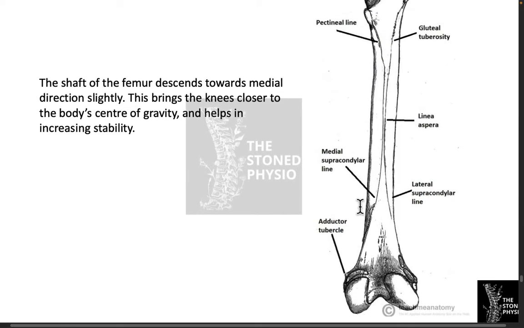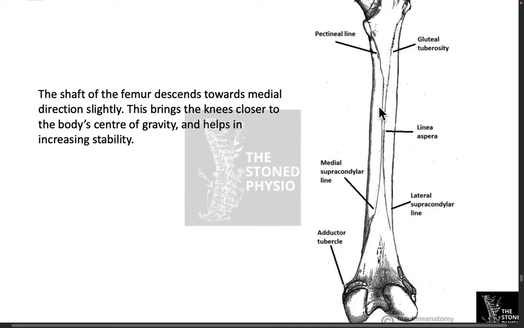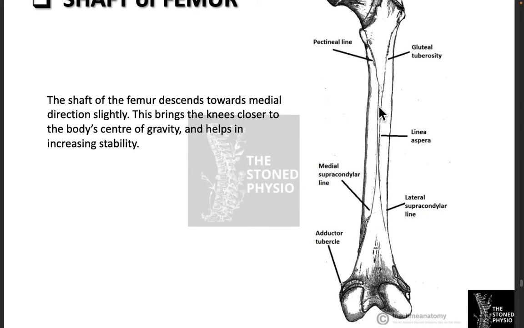So we can say that we have four borders and four surfaces in the lower one third, three borders and three surfaces in the middle one third, and again four borders and four surfaces in the upper one third of the femur. I hope we are clear till now. Yes, sir.